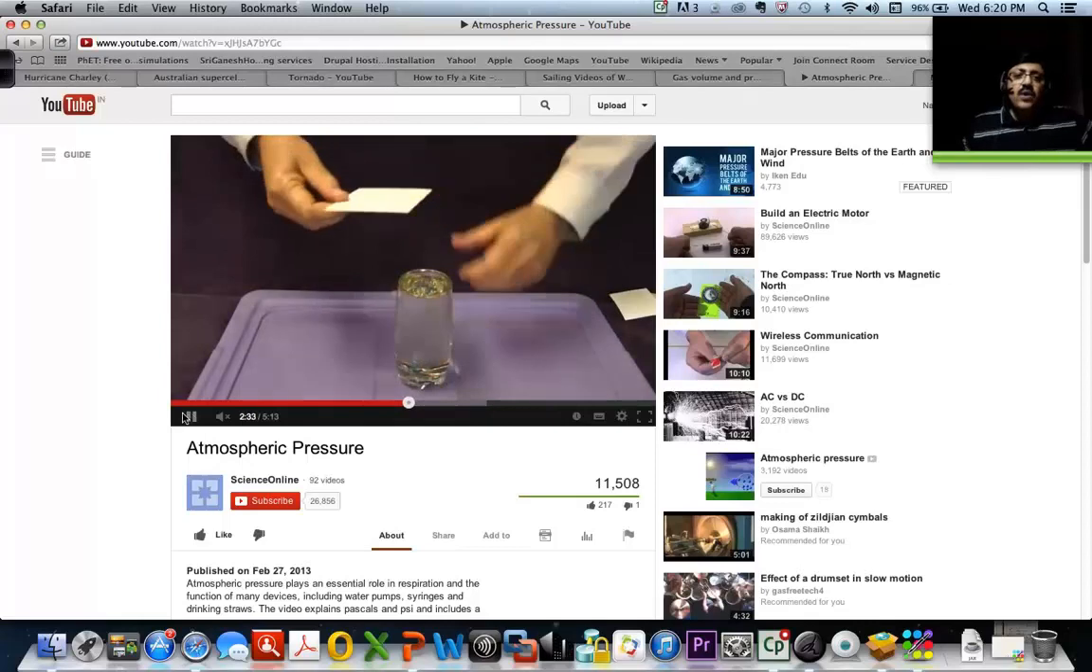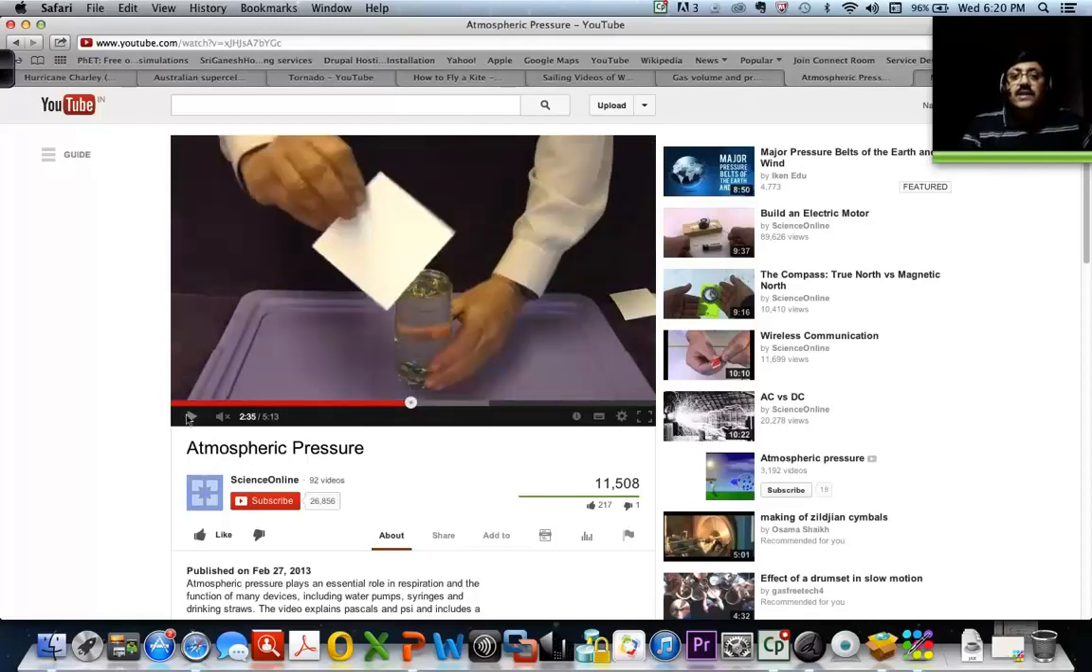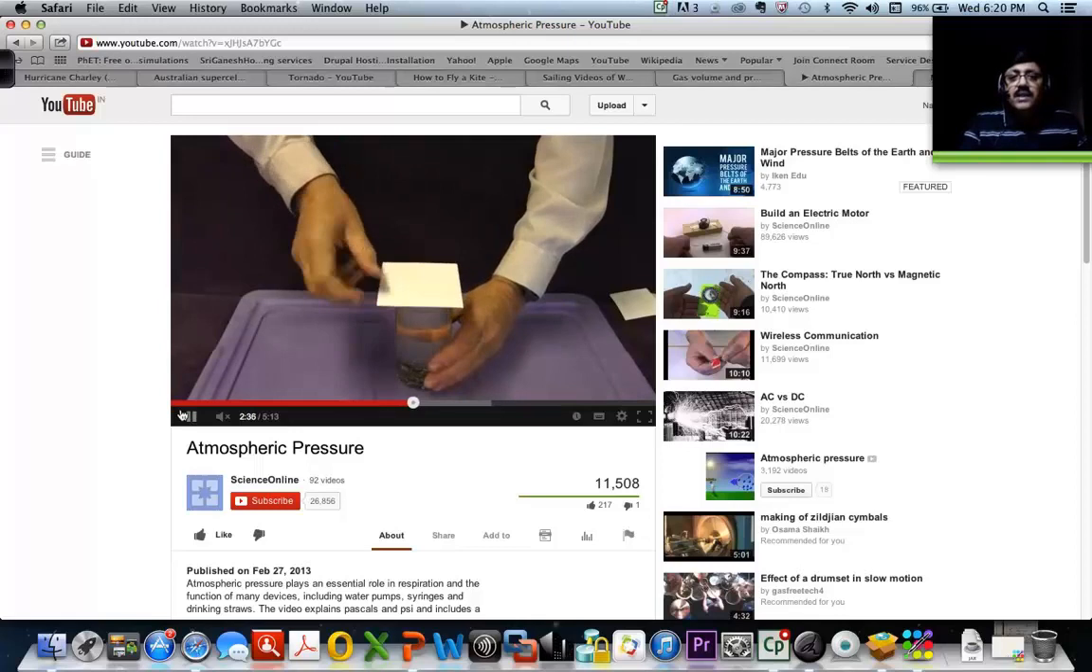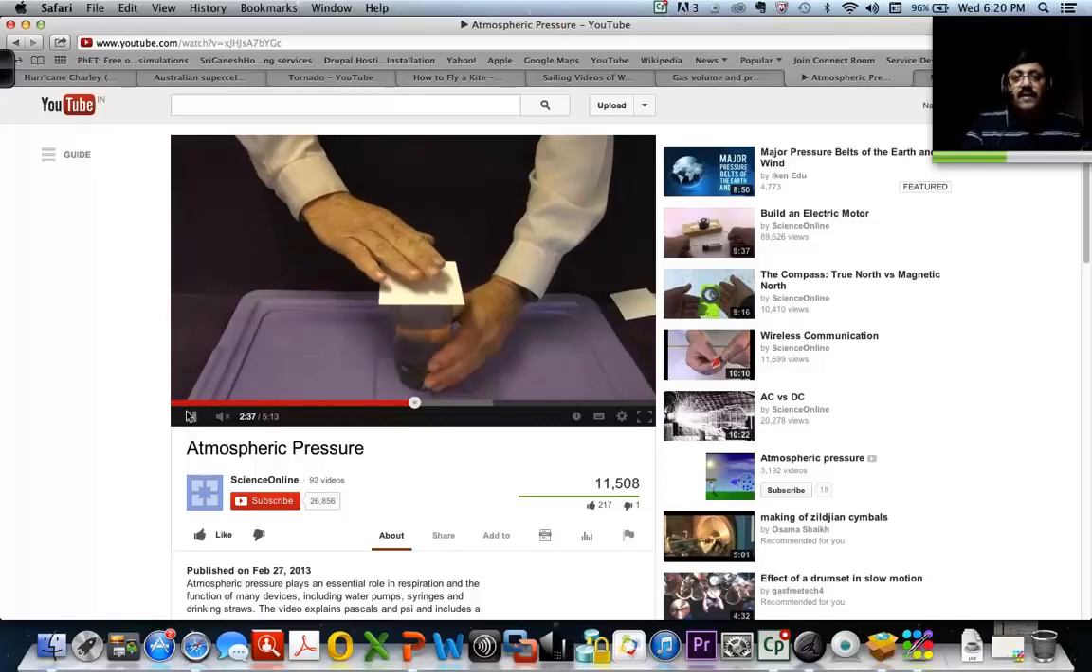Here the scientist has poured water up to the brim of the glass. So the glass is completely filled with water. That means there's no space for air, right? The glass has been filled to the brim, and then let us see what he is doing. He is covering the glass using a cardboard. Now look at this very interesting thing, and you can try this out yourself if you want, right? Now see what he's going to do.